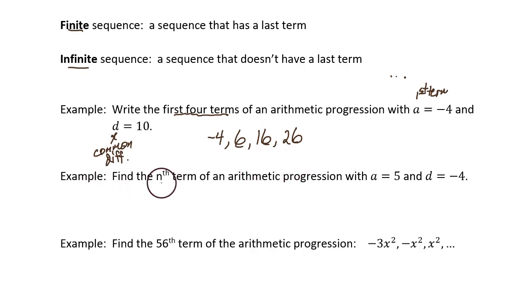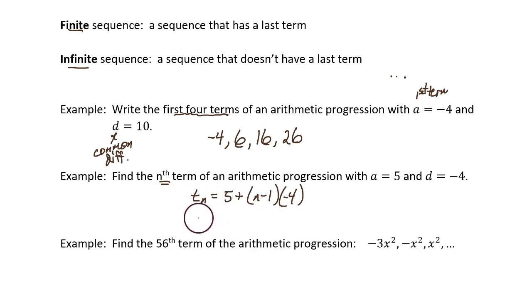Next example, find the nth term of an arithmetic progression if we're told the first term and we're told the common difference. To get the nth term, let's use the formula for that. It was t sub n equals a, so that's 5, plus n minus 1 times d. Well, d is -4. So this equation right here is the formula for the nth term.